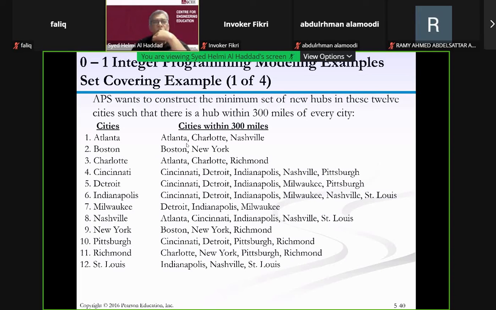And the same goes for city 2. So X2 plus New York, which is X9, should be equals to 1. Can we have 0? Can we have 0 or not? Can we make it less than or equals to 1 instead of equals to 1?